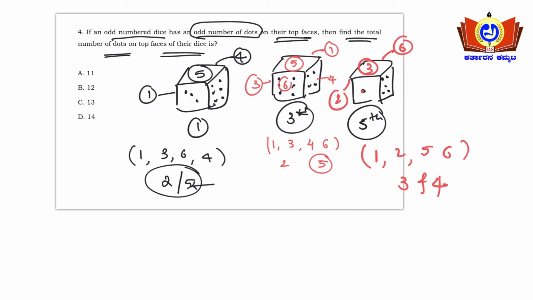Then find the total number of dots on the top faces of the dice. So 5 plus 5 is 10, 10 plus 3 is 13. So 13 is option C. So for the fourth question, option C is the answer here. Simple question, right? So moving on to the next question.